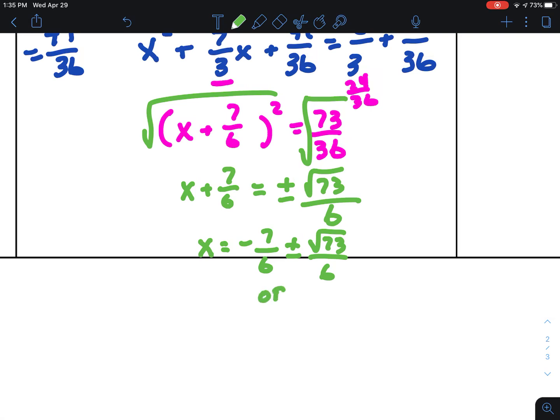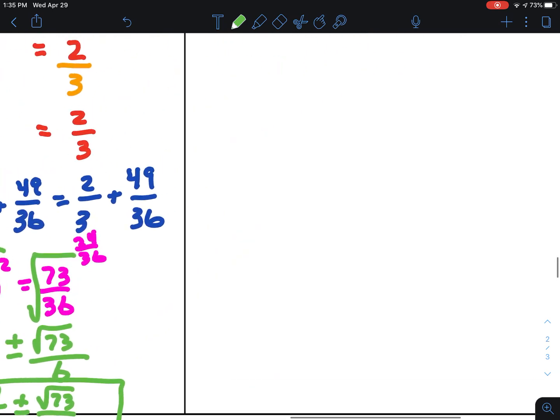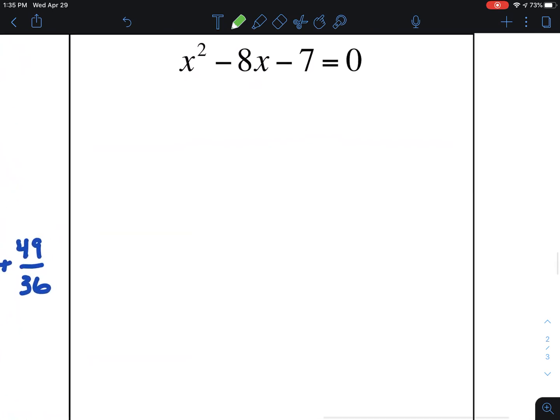And we can leave it like that, or we can combine them together and say negative 7 plus or minus the square root of 73 all over 6. Either one of those would be correct. Just get used to seeing them in both forms. Okay? So, there is one more.